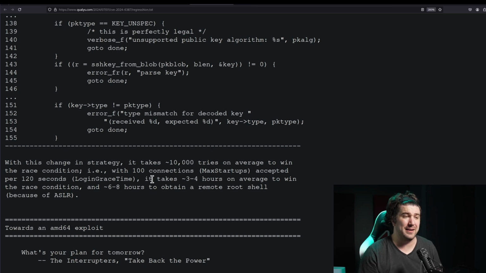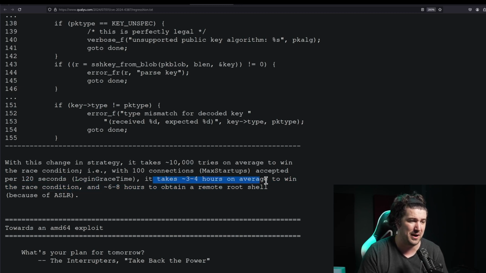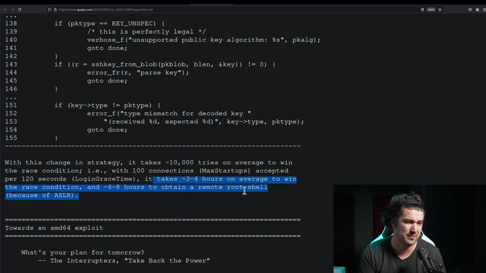I think it's funny. With this change in strategy, it takes 10,000 tries on average to win the race condition. With 100 connections accepted per 120 seconds, it takes 3 to 4 hours on average to win the race condition.